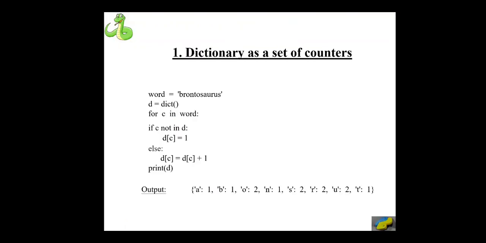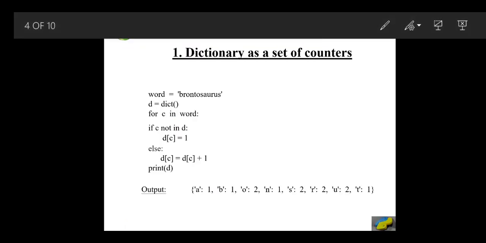Done? Yes. So, dictionary as a set of counters. Consider you have a word called brontosaurus. D equal to dict means it will create an empty dictionary.